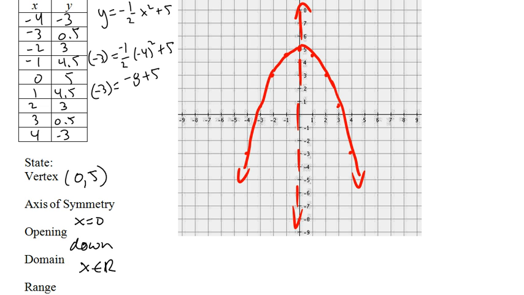Domain can be anything, so x is real. And our y's are going to be from 5 down, so y will be less than or equal to 5 for our range.